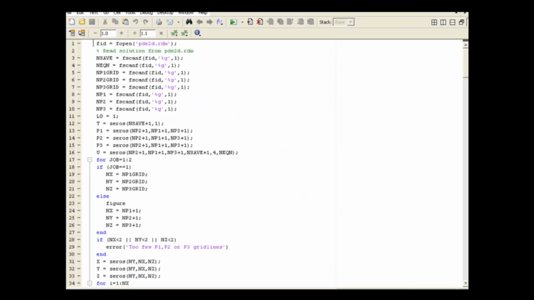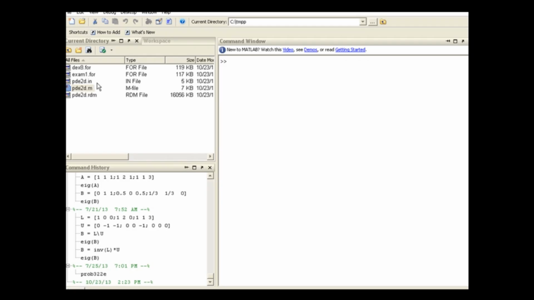Now, as I said, PDE2D automatically writes a program pd2d.m, which contains MATLAB commands to produce certain plots and which can be modified to produce other MATLAB plots. Here's the program. It's all written for you automatically. Now let's run it. The MATLAB program pd2d.m reads the data from pd2d.rdm and produces the following plots.